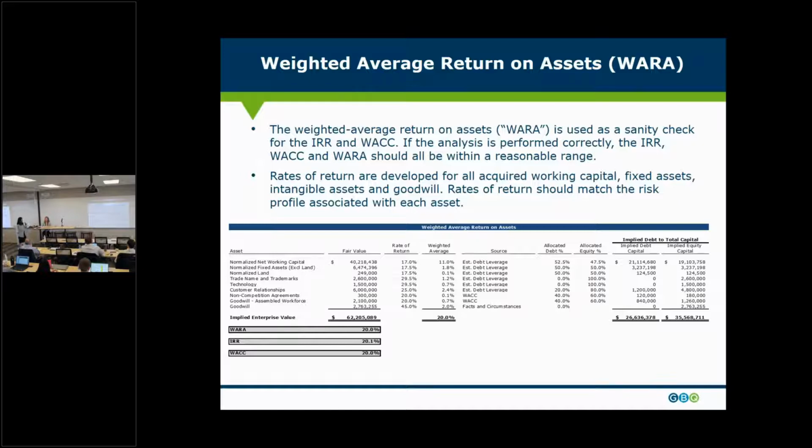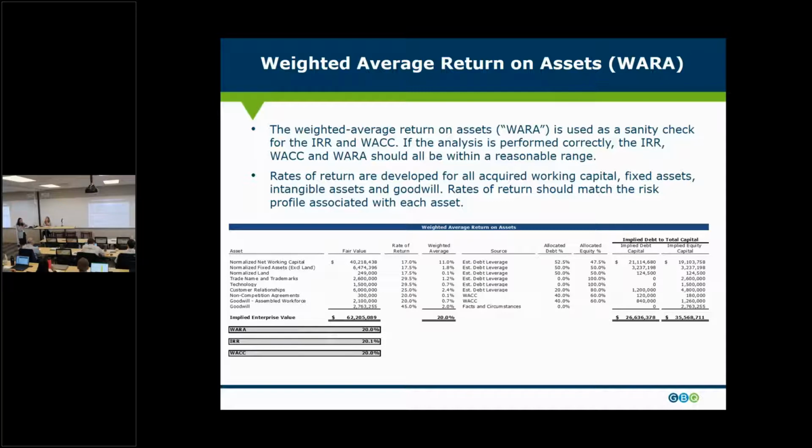Okay, so just to conclude on the purchase price allocations, the final part of that is the WARA. As you can see here, we're going to sum up everything we just fair valued. We're going to have rates of return. Stephanie talked about that spectrum of risk, right? The example we put in here was a very risky company. Normally these are pretty high, but these are very high rates of return for assets, even for working capital. So this must have been a very risky company.